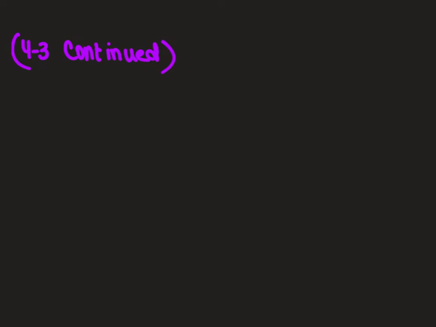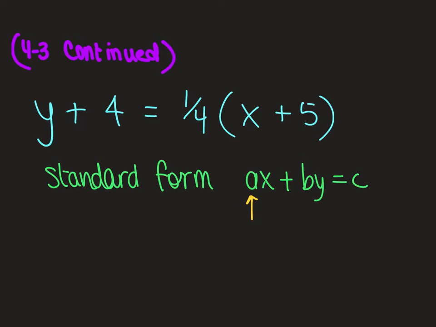Alright, this is a video to finish talking about 4.3, and then it will also include lesson chapter 4.4. Let's suppose that we have this blue equation. Right now it's in point slope form, and I want to change it to standard form. Standard form is ax plus by equals c. That a has to be a whole number. The a also has to be positive. So if we get a fraction or a negative, we have to change it.